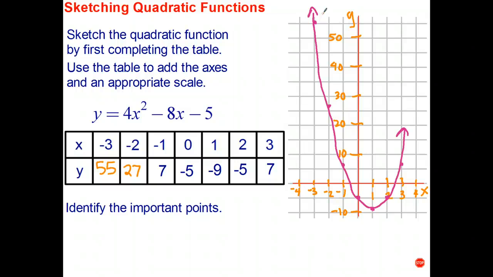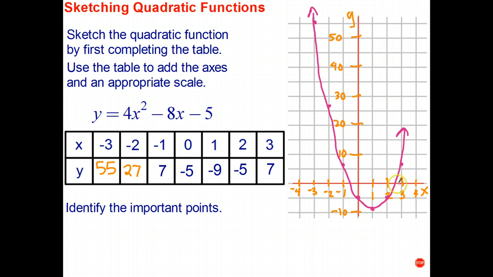And let's once again identify the important points. I'll just talk about them this time. I won't write them down. So the minimum value in this case is negative 9. That's the smallest that y is on the graph. The y-intercept, that's when x equals 0. So the y-intercept is negative 5.